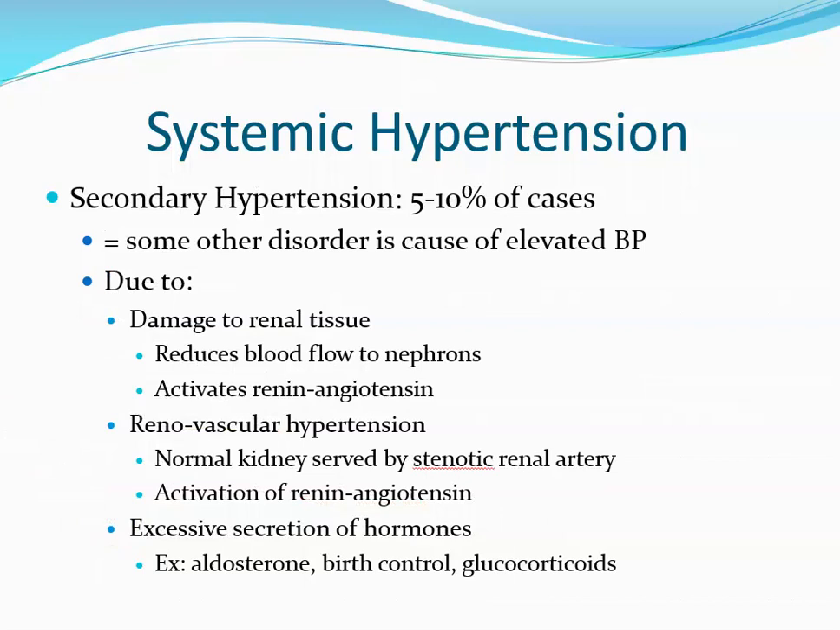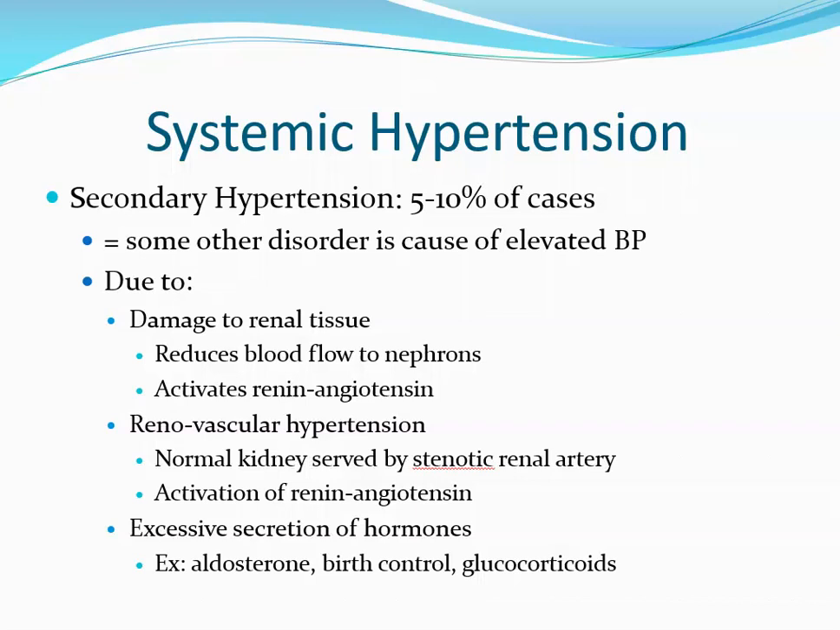Secondary hypertension accounts for 5 to 10% of all the cases of hypertension. Here, secondary, it is some other disorder that is the cause of the elevated blood pressure. You have some other disorder, and as a result, secondarily to that, you end up with hypertension. This could be due to damage to the renal tissue that reduces blood flow to the nephrons. When the nephrons aren't getting adequate blood flow, this will activate the renin-angiotensin system.